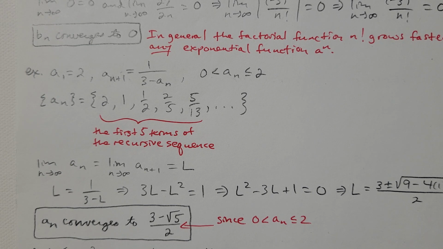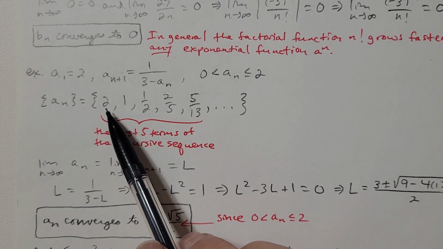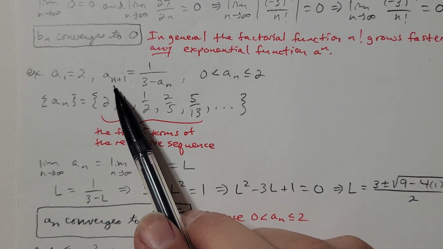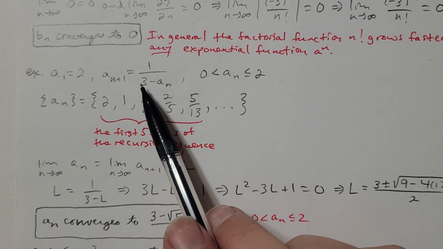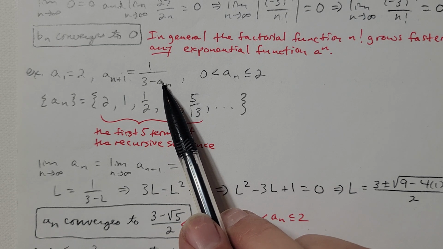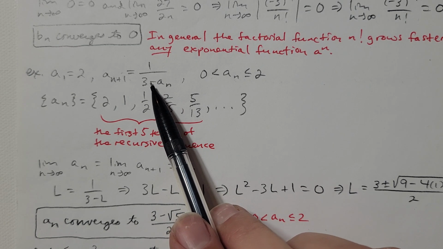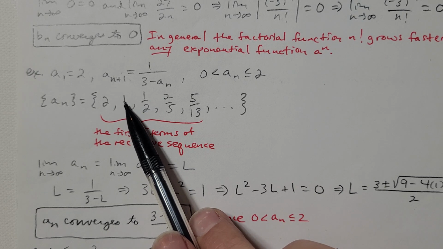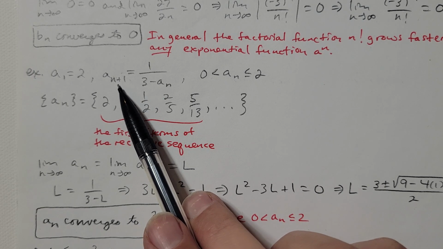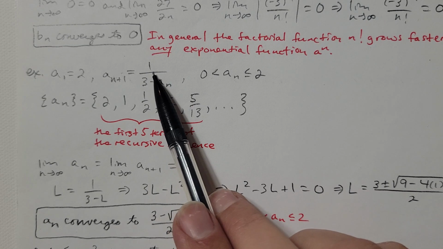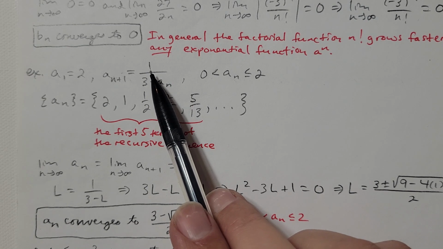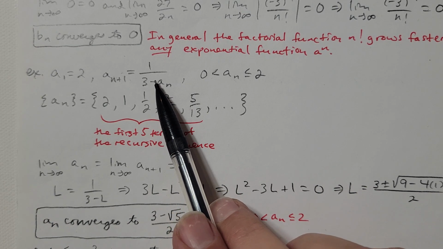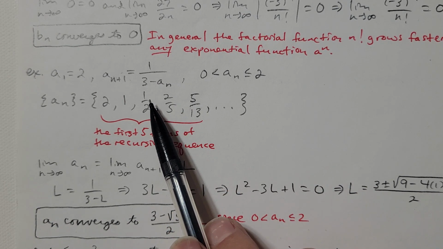Let's see, a sub 1 is 2, right? So I got 2 there. Now a sub 2, that's defined to be 1 divided by 3 minus a sub 1. A sub 1 is 2, so 1 divided by 1 is 1. A sub 3 would be 1 divided by 3 minus a sub 2. A sub 2 is 1. So I got 1 divided by 3 minus 1 is 2, so 1/2 would be a sub 3.